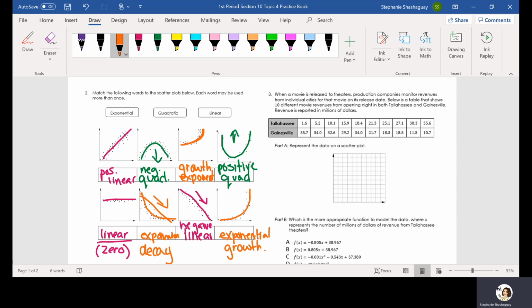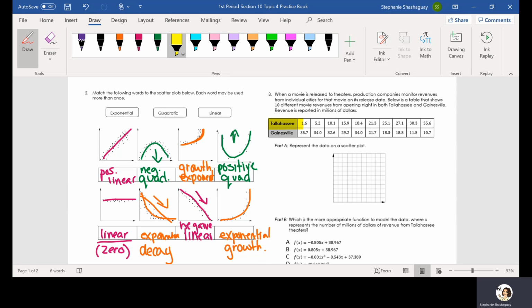So let's get to question 3. It says, when a movie released to theaters, production companies monitor revenues from individual cities for that movie on its release date. Below is a table that shows 10 different movie revenues from the opening night in both Tallahassee and Gainesville. Revenue is reported in millions of dollars. So we have Tallahassee and we have Gainesville.